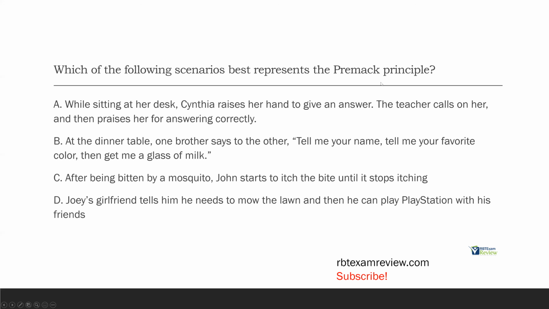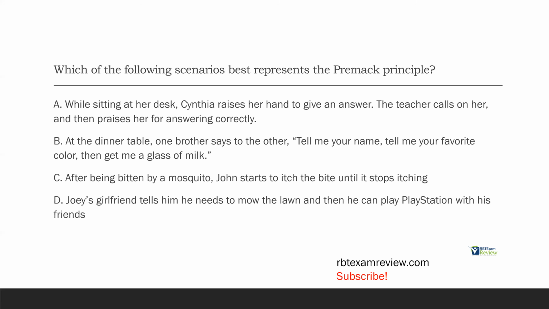Because if you don't know what the Premack principle is, you're already lost. You're already behind here, and this question is going to take you a long, long time, when in reality, it shouldn't. Because what is the Premack principle? The Premack principle, also known as Grandma's law, is simply saying we're using access to a preferred activity as reinforcement for engaging in a non-preferred activity.